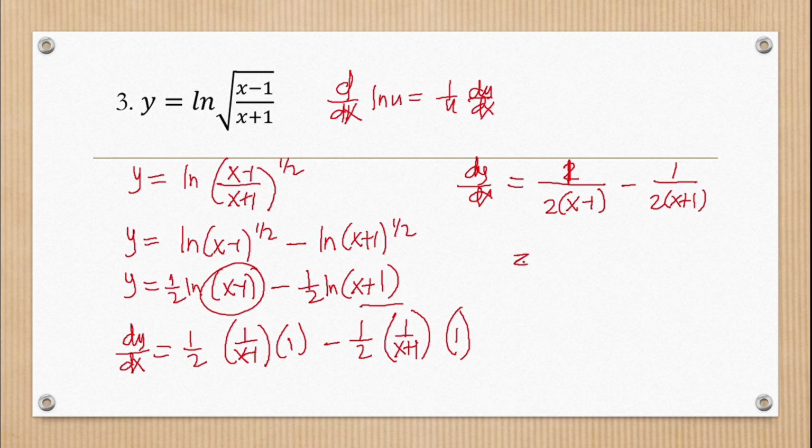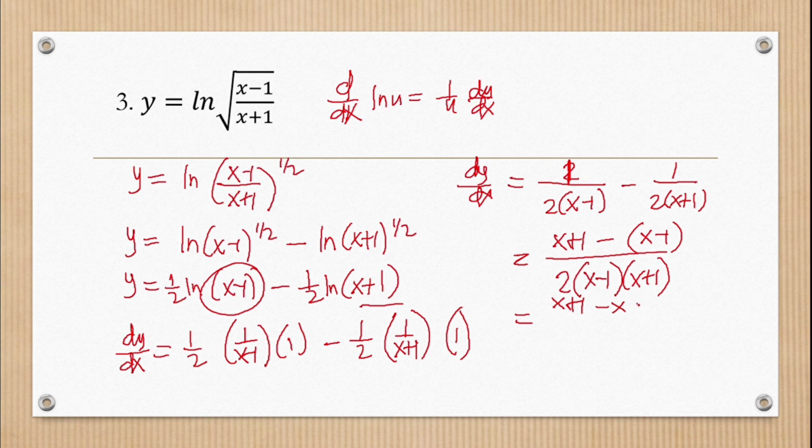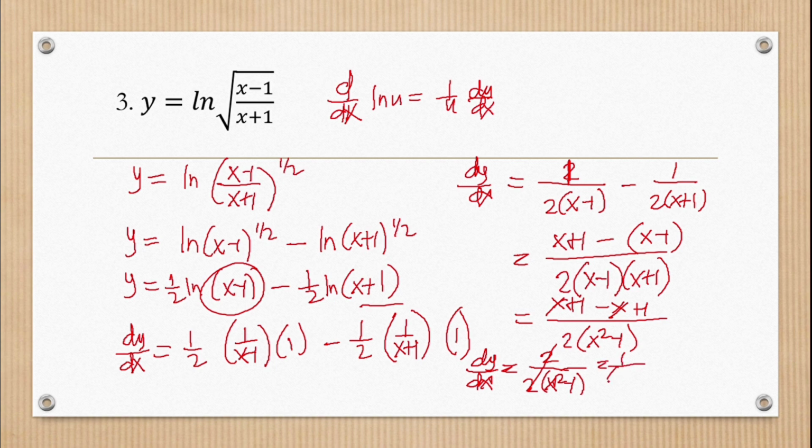Okay, so the resulting part is we have to take the LCD. The LCD of this part is equal to 2 times x minus 1 and x plus 1. So 2 times x minus 1, x plus 1. When we divide here, the remaining is x plus 1 minus, this is x minus 1. Simplify, so we have x plus 1 minus x plus 1 over 2. We have to simplify this one. We have x squared minus 1. So dy over dx is equal to, cancel this part, 2 over 2 times x squared minus 1. So cancel. We have 1 over x squared minus 1. So this is the answer. So thank you.